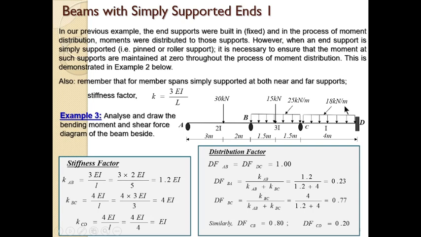So let's take note of the beam. It has 3 spans, but take note that at this support A, which is the end left support, it is simply supported. That's where the difference is.